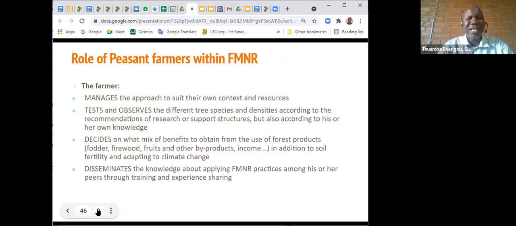What is the role of peasant farmers within FMNR? The farmers manage the approach to suit their own context and resources. They test and observe the different tree species and densities according to the recommendation of research or support structures, but also according to their own knowledge. They decide on what mix of benefits to obtain from the use of forest products, meaning fodder, firewood, fruit, and other byproduct income, in addition to soil fertility and adapting to climate change. They disseminate the knowledge about applying FMNR practices among their peers through training and experience sharing.